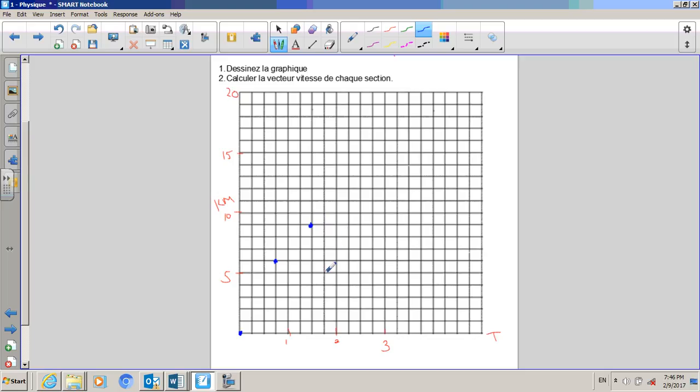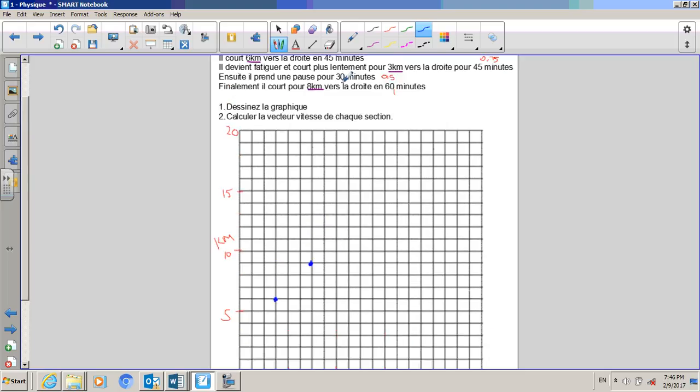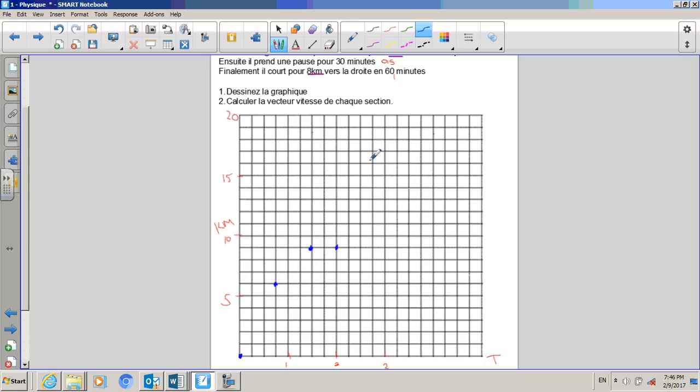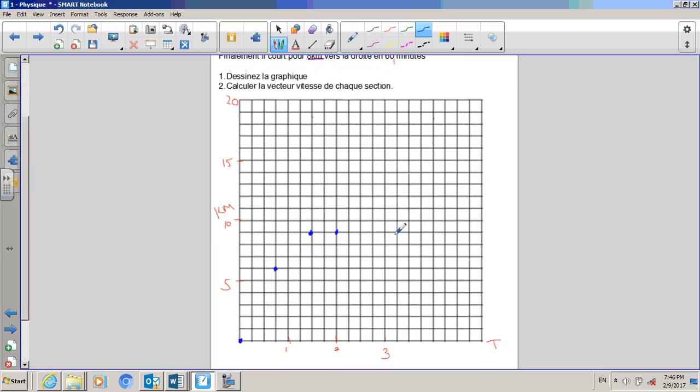C'est le deuxième point. Il prend une pause pour 30 minutes. Alors, il prend une pause, il n'a pas bougé. Ensuite, il court pour 8 km dans une heure. Alors, à 3 heures, nous sommes 8 km de plus. Si nous étions à 9, nous sommes maintenant à 17. Voilà. Rejoins les points.